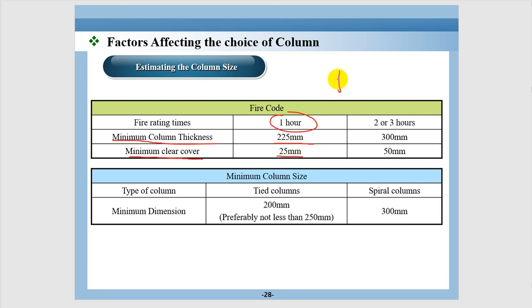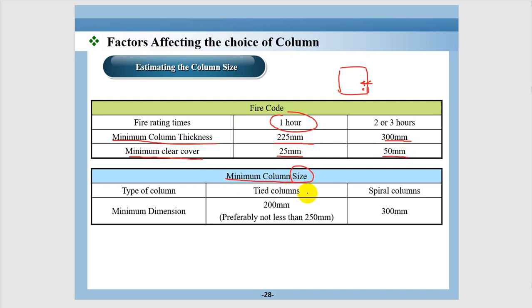Clear cover means the distance from the rebar to the outside of the section. This is called the cover. And if you need to resist fire for 2 and 3 hours, we need at least a minimum column thickness of 300 millimeters with a 50 millimeter cover. And also the minimum column size.